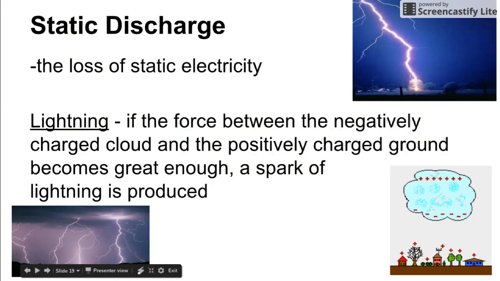Now, static discharge, you guys are all familiar with this as well. That's that little spark you see when you get shocked, when you touch the doorknob. On a larger scale, you would see this with lightning. This is where we have the negatively charged cloud, the positively charged ground, and the lightning will jump from the negatively charged cloud down to the positively charged ground to even out the charges.